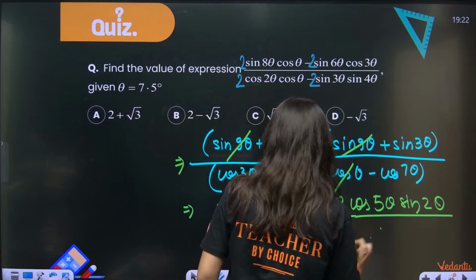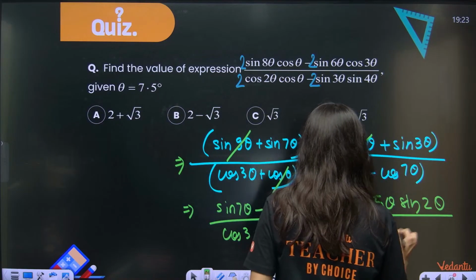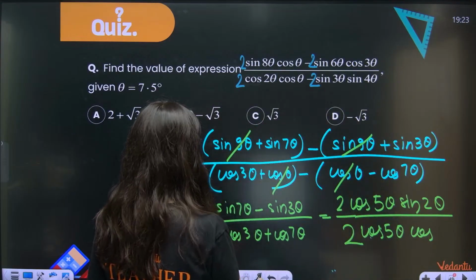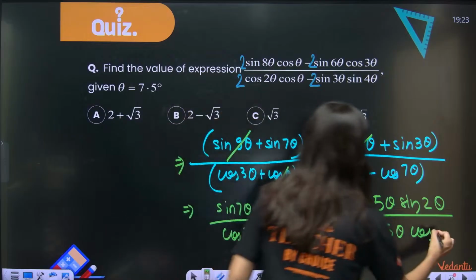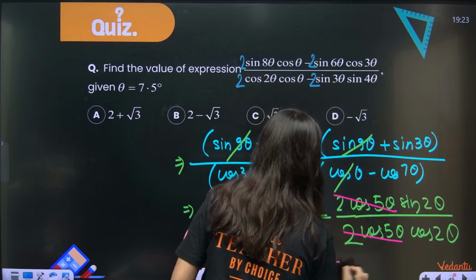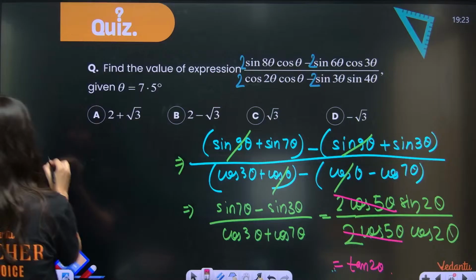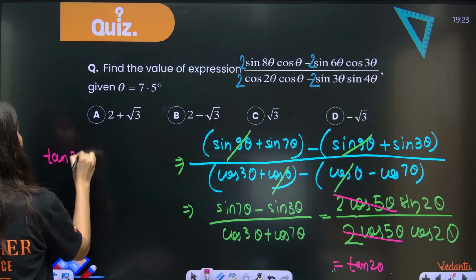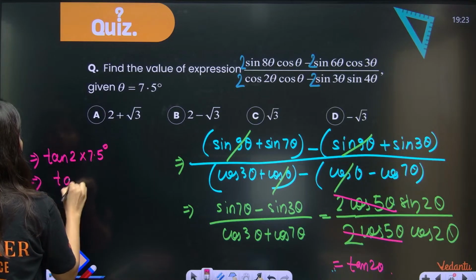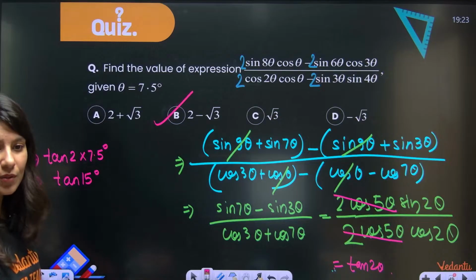Is it morning now? Cos C plus cos D is 2 cos (C plus D)/2 cos (C minus D)/2, so (7 theta minus 3 theta)/2 is 2 theta. Clearly the 2 cos 5 theta cancels, so this is tan 2 theta. As per the question, theta is 7.5 degree, so tan 2 into 7.5 degree is tan 15 degree. Tan 15 degree is 2 minus root 3.